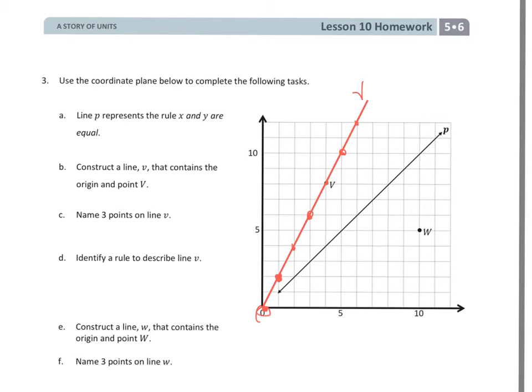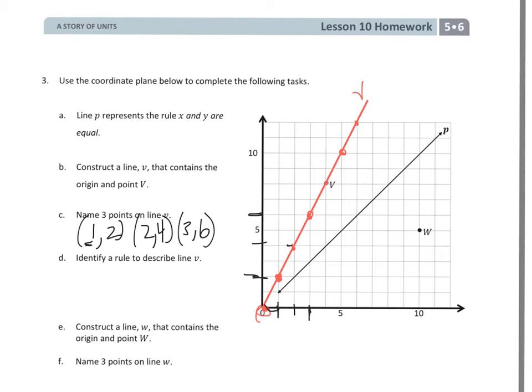I'll start with my first one. Looks like it's 1, 2, because that's where they're hitting. My next one looks like 2, 4. My next one looks like it's 3, 6. And I can continue on, but I only need 3. So what's the rule to describe line V?